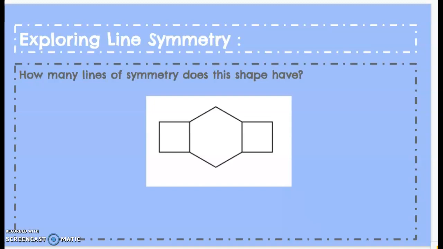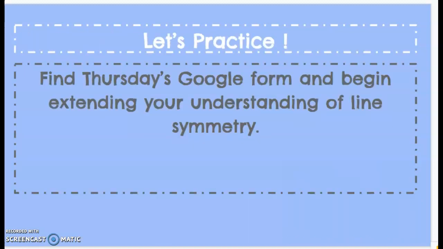If you were to try to create its mirror image, or if you were to try to draw its lines of symmetry, how many would this shape have? If you were thinking 2, that's what I was thinking as well. So today, you're going to continue this idea of working with line symmetry and extending your understanding.